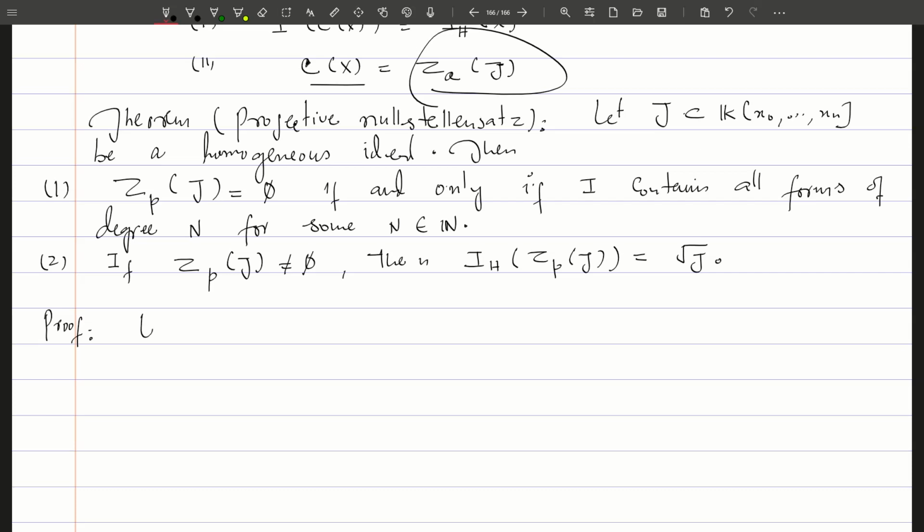So let us suppose that X is the projective zero set of the ideal J. Remember that in the affine case, the zero set of an ideal is empty if and only if J contains a unit, that is, if J is the whole ring. But here the case is different. If this X is empty, then the ideal J is not the whole ring, but it is smaller than that.